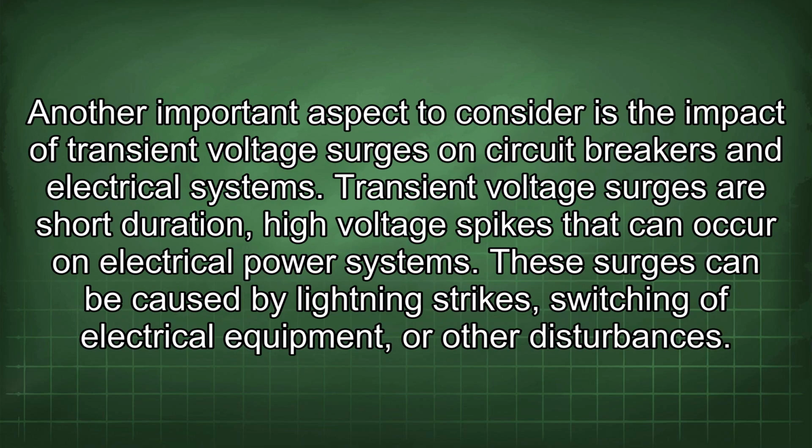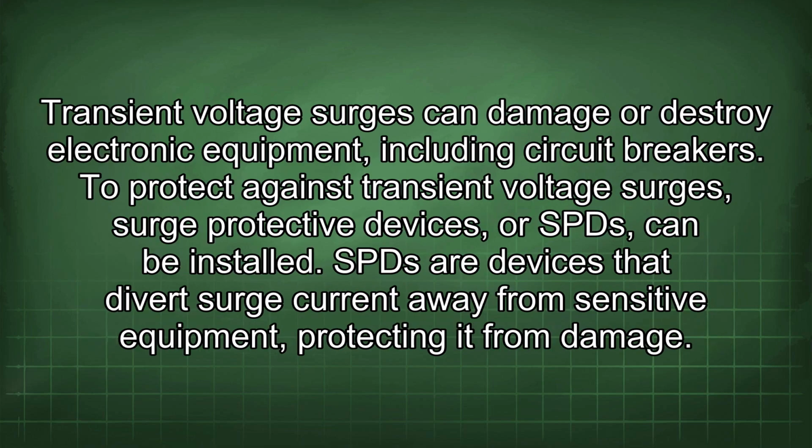Another important aspect to consider is the impact of transient voltage surges on circuit breakers and electrical systems. Transient voltage surges are short-duration, high-voltage spikes that can occur on electrical power systems. These surges can be caused by lightning strikes, switching of electrical equipment, or other disturbances. Transient voltage surges can damage or destroy electronic equipment, including circuit breakers.